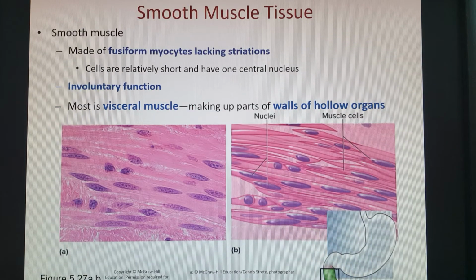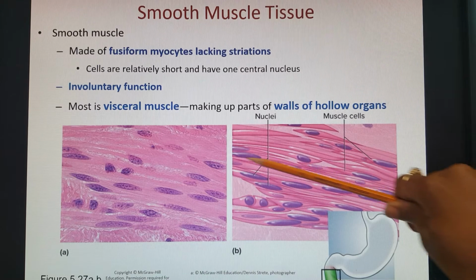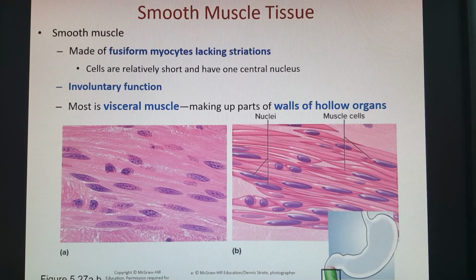Okay, last muscle type, which is our smooth muscle. So smooth muscle, the shape of it is fusiform, so our little stretched out football shape. They don't have striations, so that's why they're smooth compared to striated.